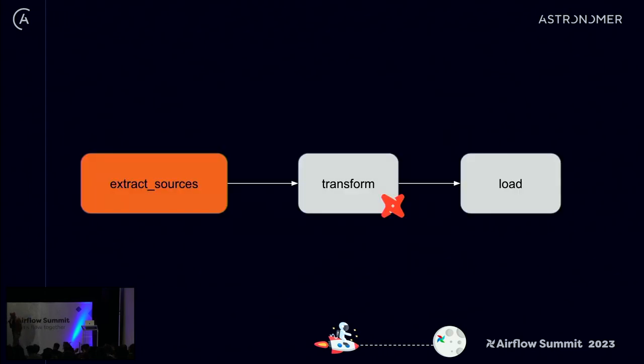Okay, let's move on. So the extract sources are done. We have this group, and we want to transform the data using dbt. I'm sure that you know dbt. But the point is, for a while, the only option you had was to use the bash operator. And you know that with the bash operator, you had no idea what was going on with your dbt project while you were running it with Airflow. You were blinded.